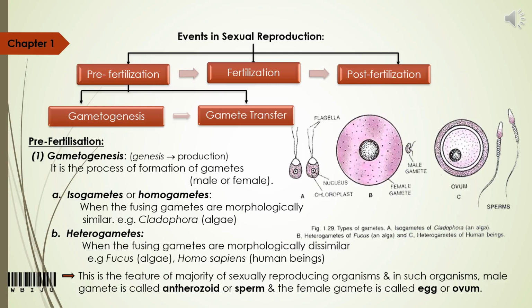And if the two fusing gametes are morphologically similar, then such gametes are called isogametes.